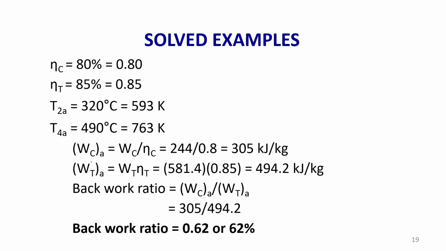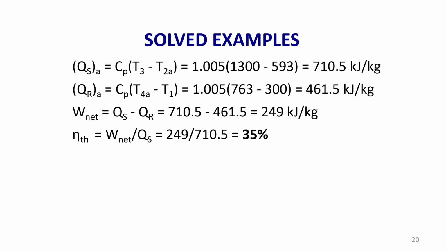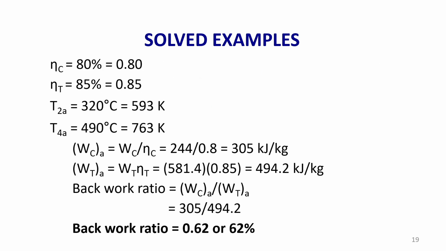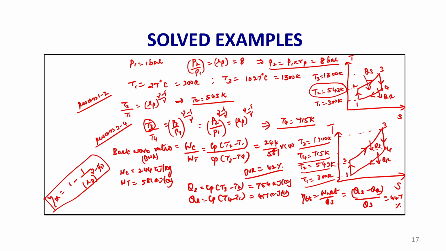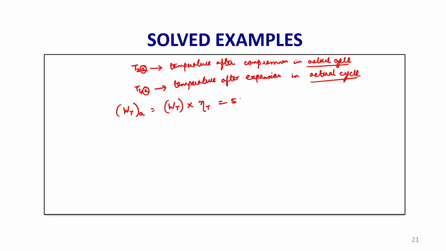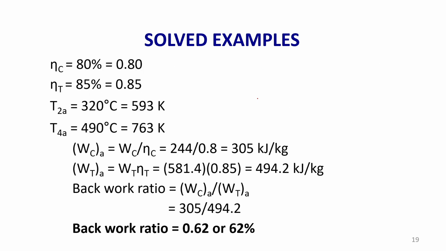Now I am going to find the actual work done by the turbine and the actual power consumed by the compressor. For the turbine actual work, already we have found the turbine work for the ideal case, multiplied by the efficiency of the turbine. In the previous case we have got 581, this is the turbine work which we have calculated. So this is equal to 581 into the efficiency of the turbine, which is given as 85%.